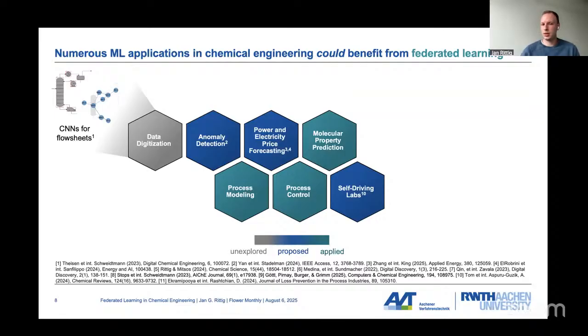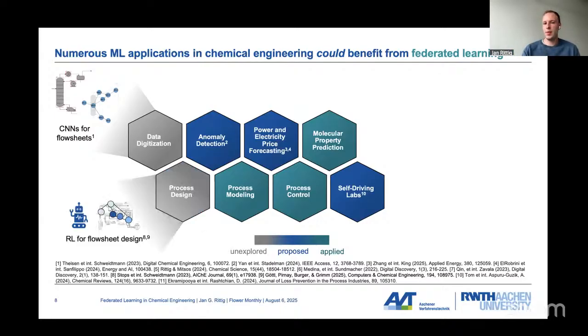chemical companies still on paper or in some formats that are not directly accessible to machine learning models. So you can use CNNs to detect different unit operations in these flow sheets and then digitize them. But the problem here is, of course, the companies do not want to share all their process data. So it would be very interesting to use here a federated learning approach, so that a model can be shared that is trained on different processes, but the process data does not need to be exchanged.